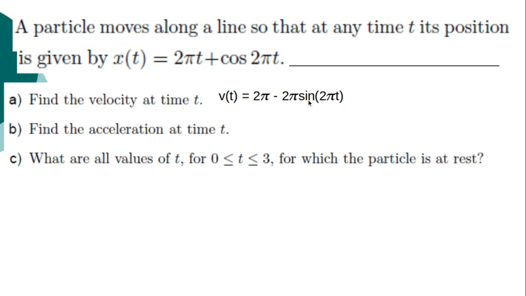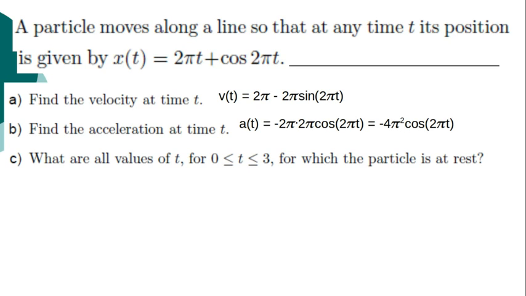Derivative of sine is cosine. Keep what's inside. Derivative of the inside is 2 pi. So we've got our negative 2 pi, that stayed, and then we've got our 2 pi cosine 2 pi t. And then we can just multiply our coefficients together. So negative 2 times 2 is negative 4. Pi times pi, we're just going to write as pi squared, and then cosine of 2 pi t.